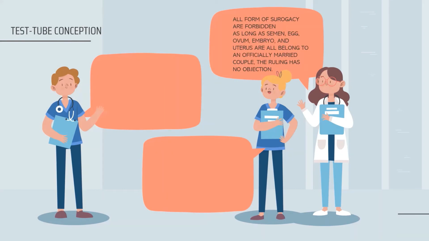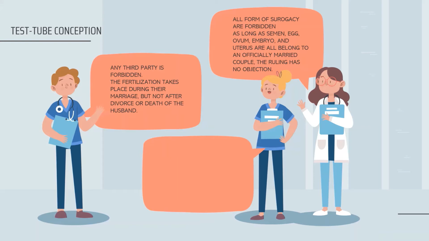So, as mentioned, all forms of surrogacy are forbidden, as long as the semen, egg, ovum, embryo, and uterus all belong to an official married couple. The ruling has no exception. Again, this must be between a certified, official, declared married couple. And here in IVF, mostly any third party is forbidden at all. You cannot do it even if it's a relative, family, cousins or close friends.